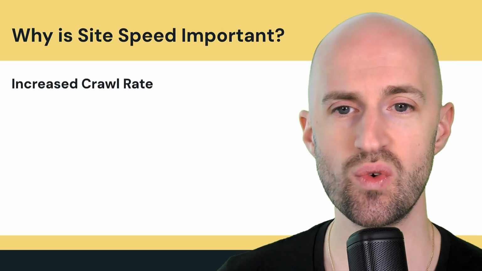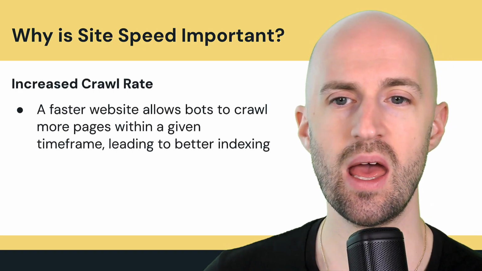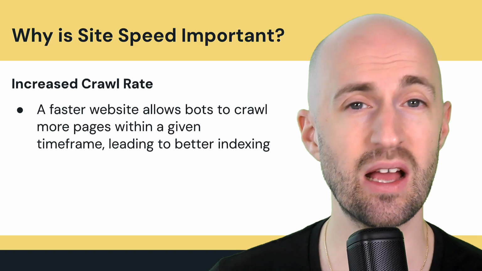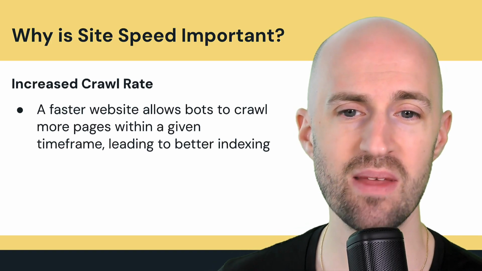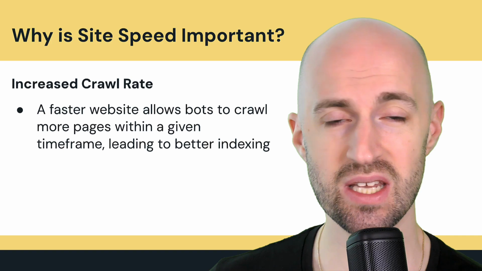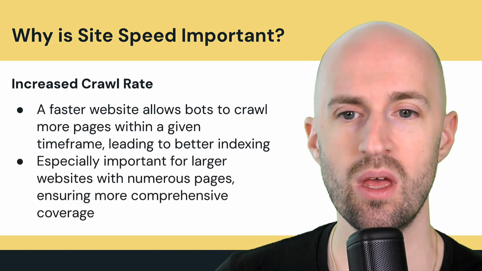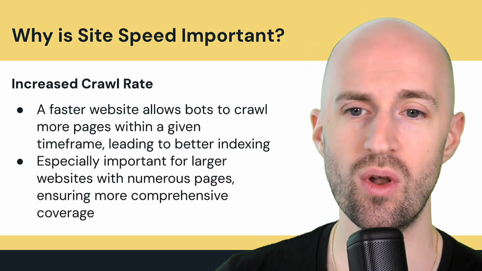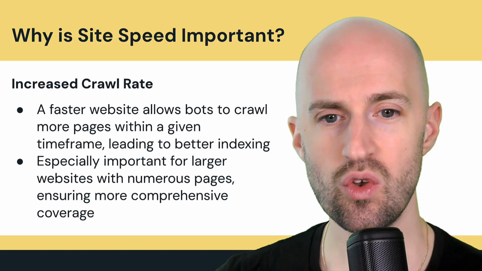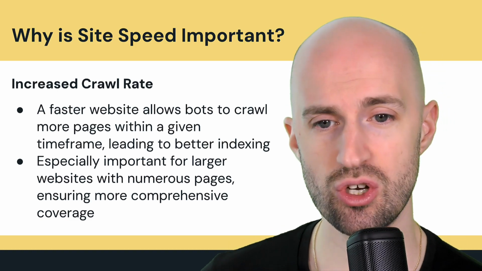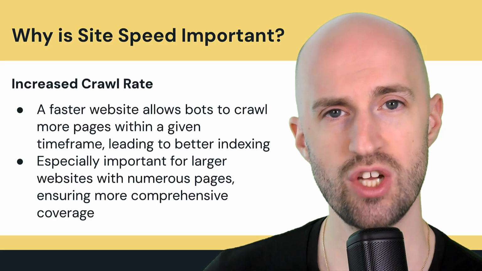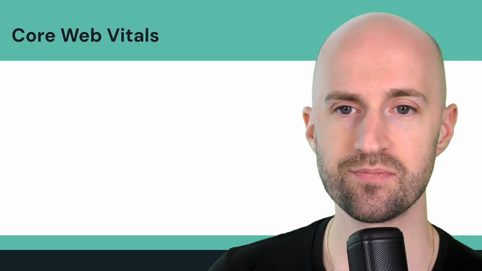Another factor is increased crawl rate. A faster website allows bots to crawl more pages within a given time frame, and that can lead to better indexing in a shorter amount of time. And this is especially important for larger websites with numerous pages, like thousands and thousands of pages, and that ensures more comprehensive coverage in the Google index.